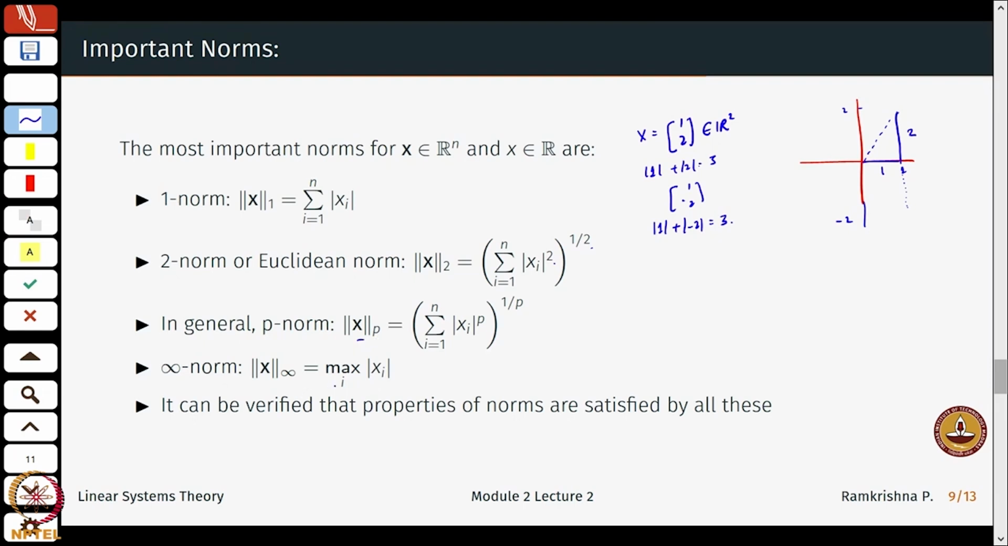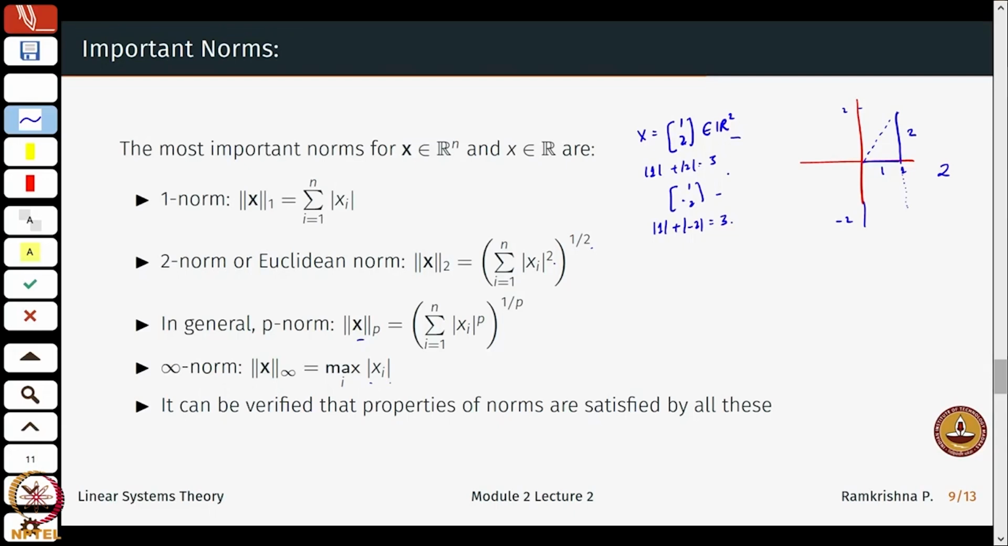Okay, what is the infinity norm? I just take the maximum of all the moduli of xi. So, for example, in this case the infinity norm would be this 2 in both of these cases. The maximum value is 2, and here the maximum value, the mod of minus 2, is still 2. I just take the maximum of these values.